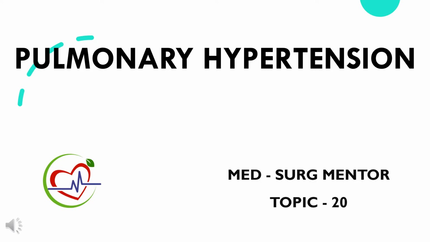Today let's review a condition from the respiratory system, which is pulmonary hypertension. This condition occurs when there is a high blood pressure within the arteries of the lungs. Okay, let's get started.